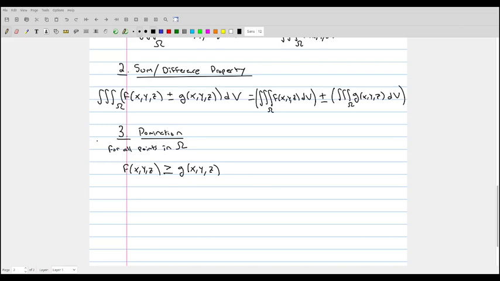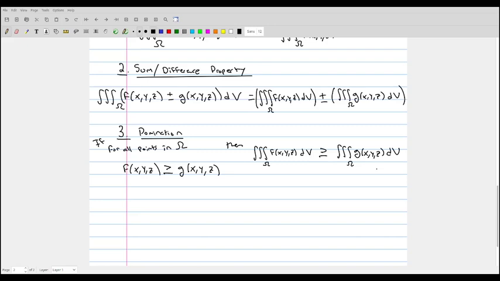If this is true, then we also have that the triple integral of the function f will also be greater than or equal to the triple integral of the function g. So this is the domination property.